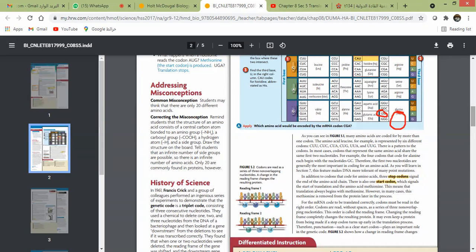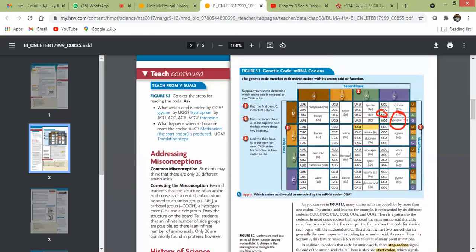This means translation always begins with methionine, so the starting codon must code for the amino acid methionine. Okay, let me show it to you. Where is the methionine? Here it is, AUG. AUG is the starting codon. When the ribosome finds the AUG methionine, it will start the translation. If it doesn't find the methionine, the translation will not start. Okay.